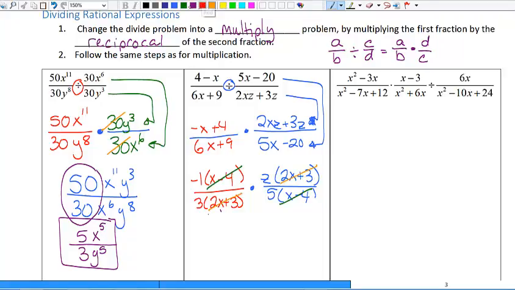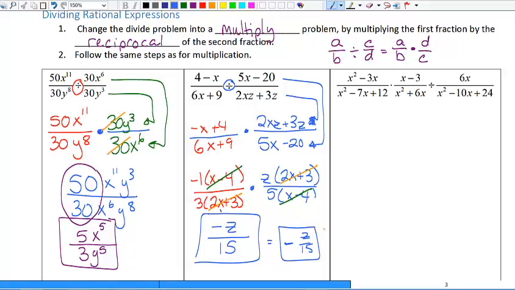Let's multiply all our remaining factors. Negative 1 times z is negative z. 3 times 5 is 15, and that's my final answer. You could also put the negative out in front. Usually if you leave the negative in the numerator, that's fine. Some people find it problematic to leave the negatives in the denominator.